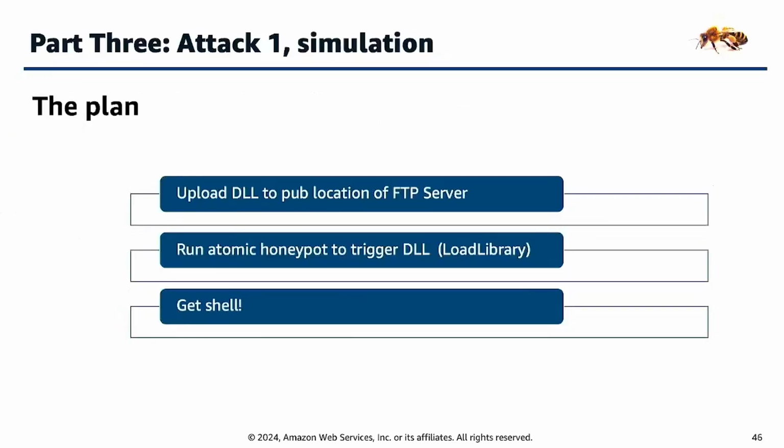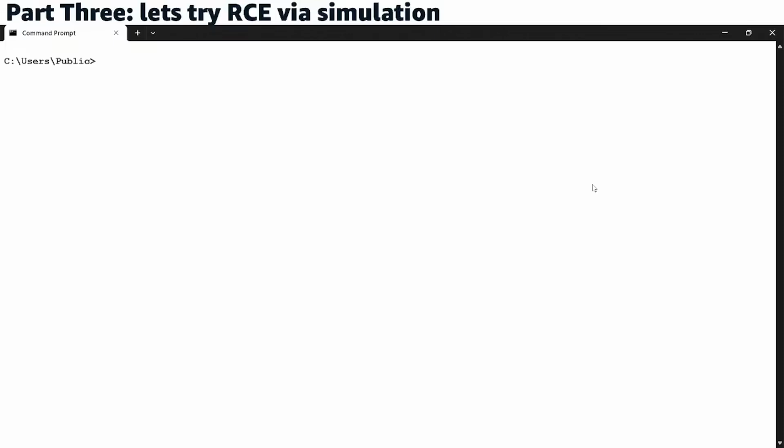So we have created this simulation. In this simulation, we are uploading a DLL to a public location on any FTP server. Then we will run Atomic Honeypot to trigger the DLL, and then we'll get a shell. So here's how our attack may have looked. We decided not to do that in the real world, but this is our simulation.